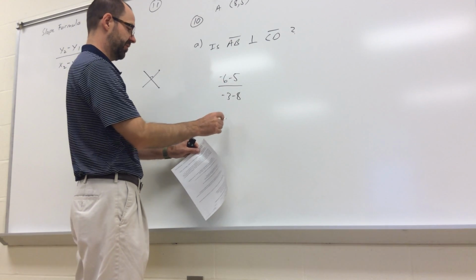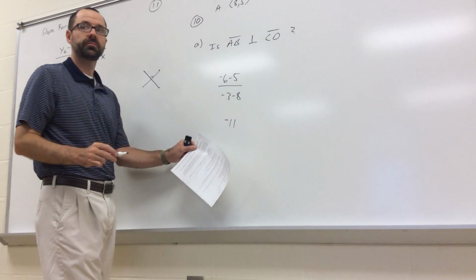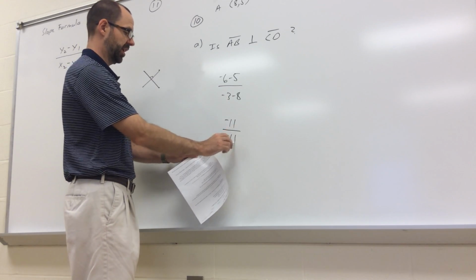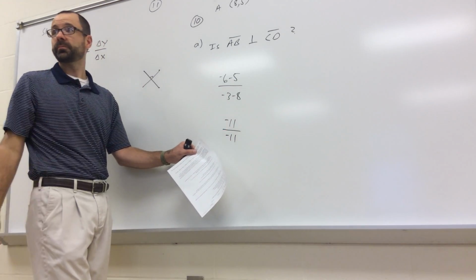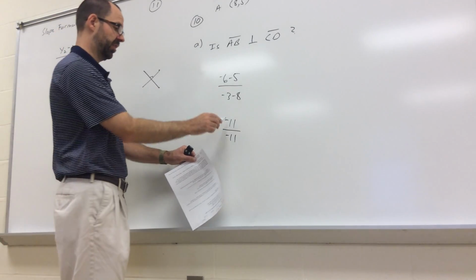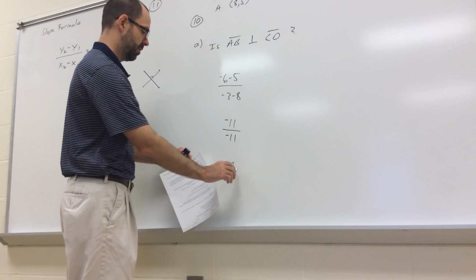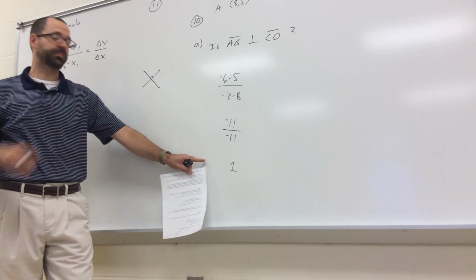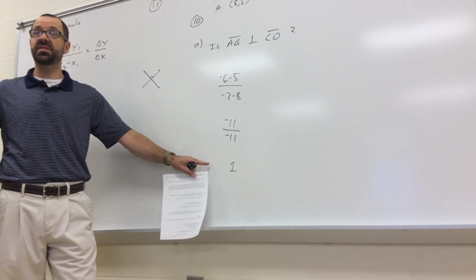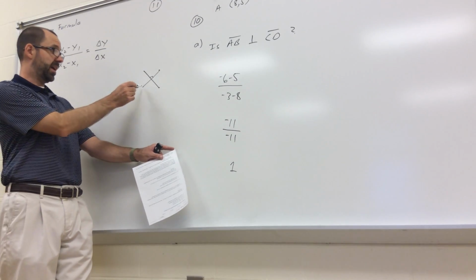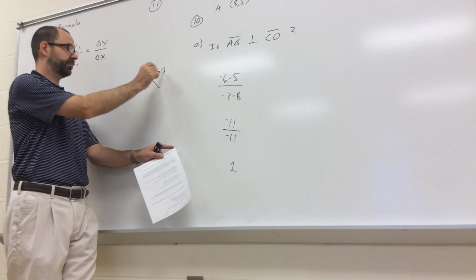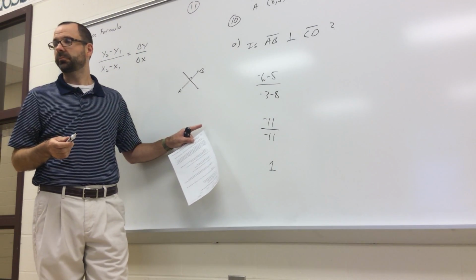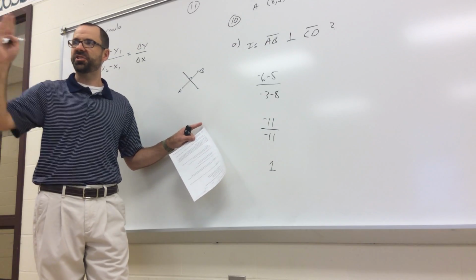Okay, -6 minus 5 is -11. And then -3 minus 8 is -11. And then -11 divided by -11 is 1. So that means the slant from A to B, the slant of it is 1. How steep it is.